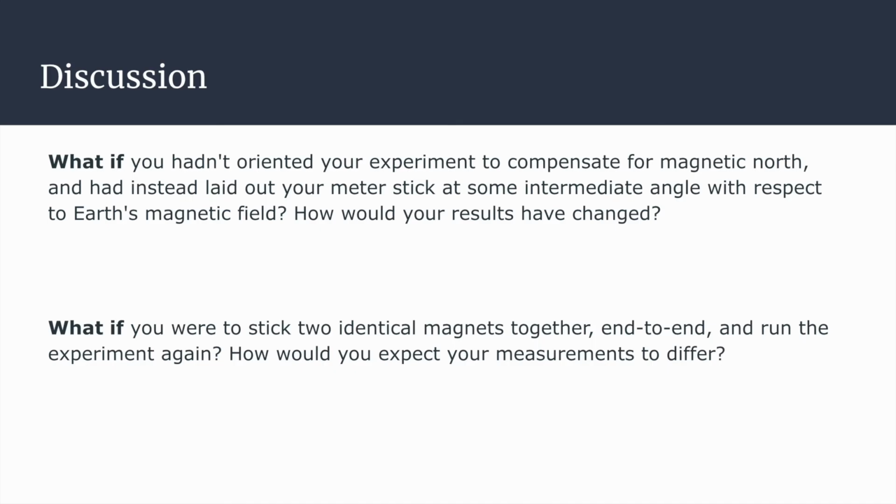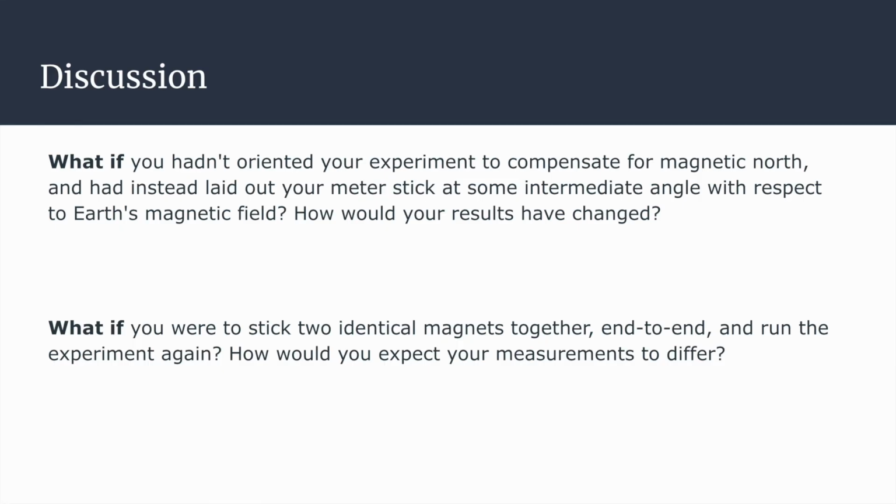If I hadn't oriented the experiment to compensate for the magnetic north, then my results would have likely been much less accurate, as the Earth's magnetic field would have interfered with my reading and skewed the results. I would have had to try to account for the Earth's magnetic field in some other way, such as, for example, subtracting it from the total magnetic field.